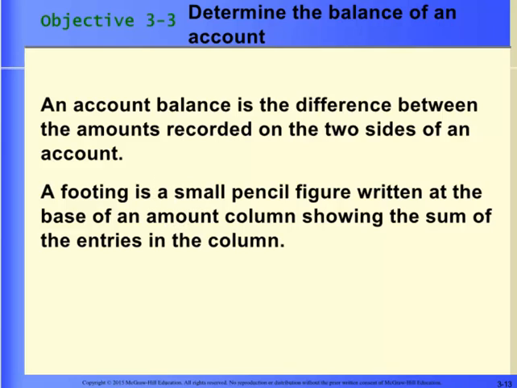Objective 3 shows us how to determine the balance of a T account. An account balance is the difference between the amounts recorded on the two sides of an account. It can be computed at any time. When we foot a column, this means to add down and write the total at the bottom of the column. Subtract the smaller of the two totals from the larger of the two totals. The result is the account balance.